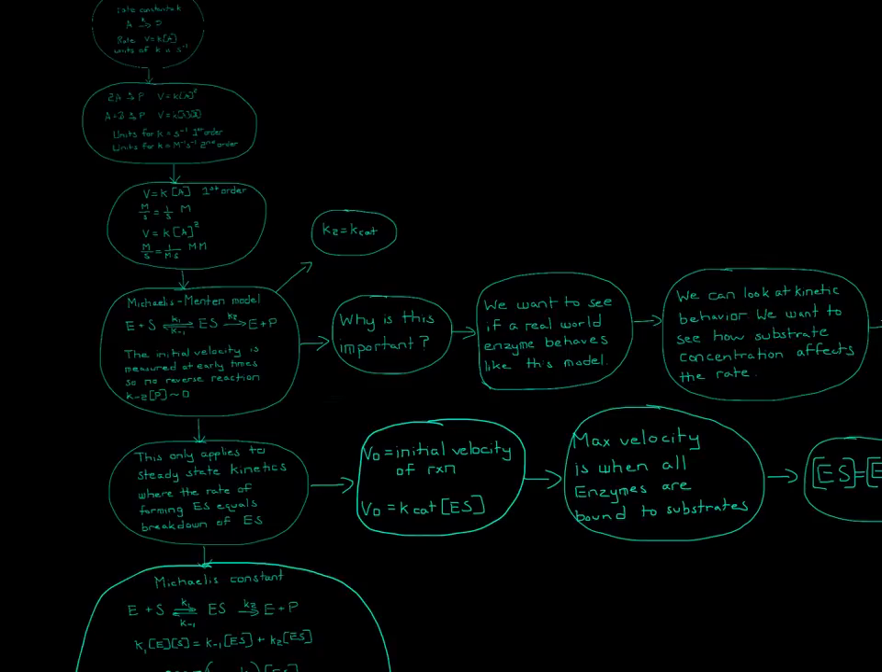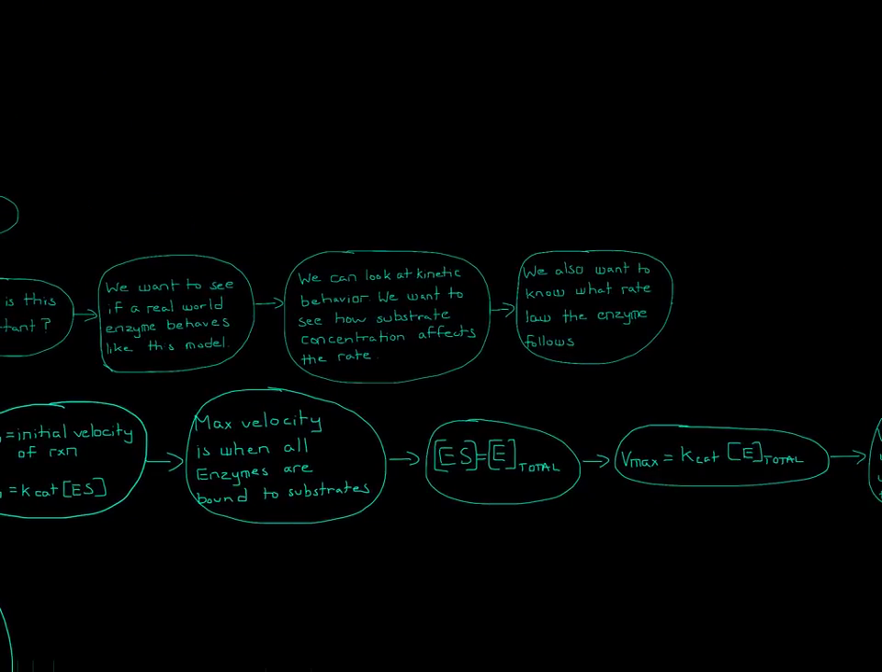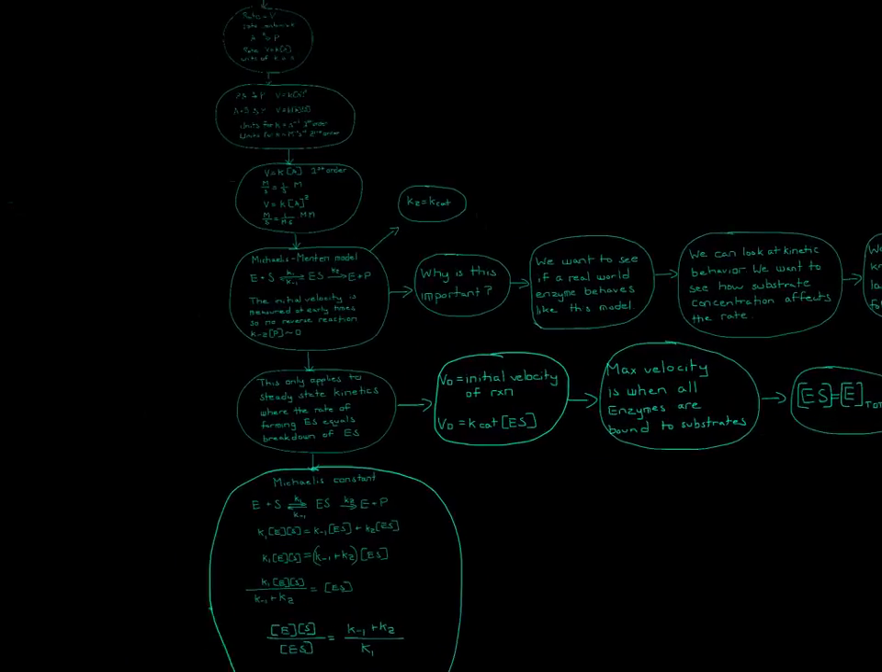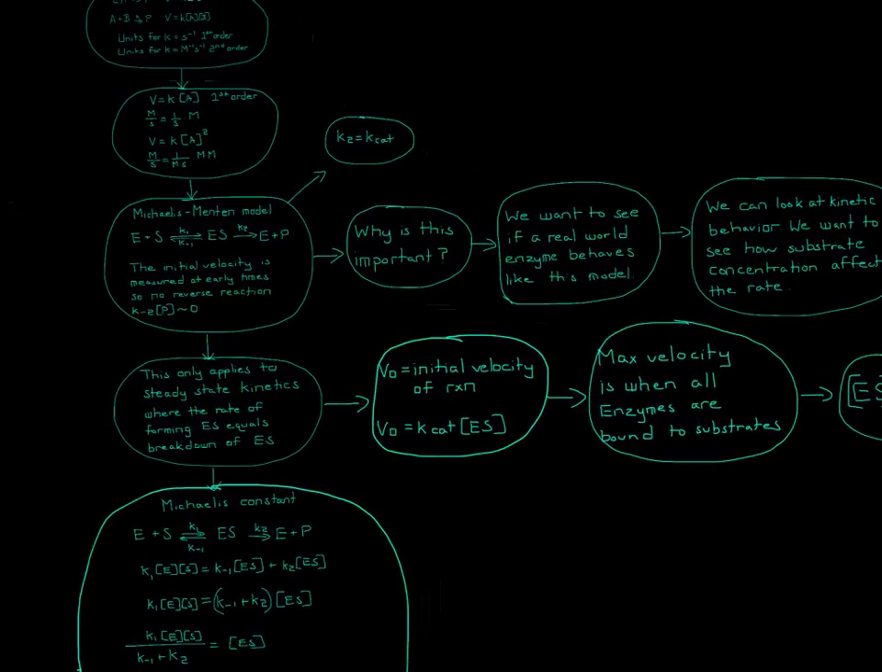Well, we can look at the kinetic behavior of enzymes. We can see how the substrate concentration affects the rate. And we also want to know what rate law the enzyme follows. So we have to find all this experimentally. So what we need is equations to represent real world stuff so that we can substantiate this hypothesis. This only applies to steady state kinetics, where the rate of forming enzyme-substrate complex equals the breakdown of enzyme-substrate complex. This is important, and I'll get to that when we go over the Michaelis constant.